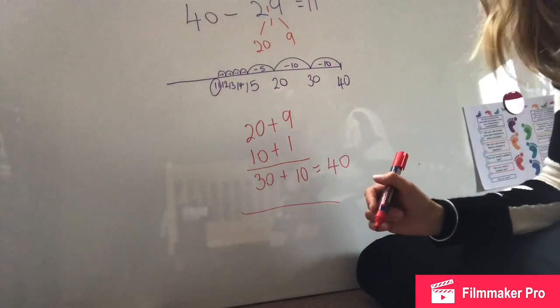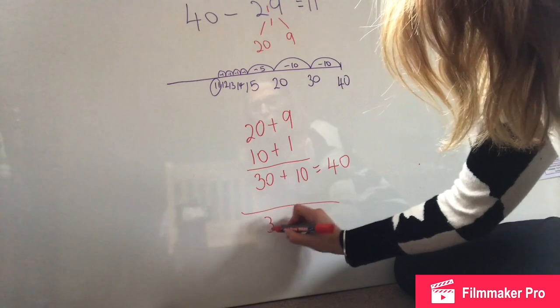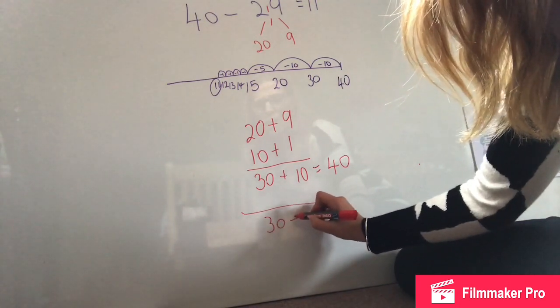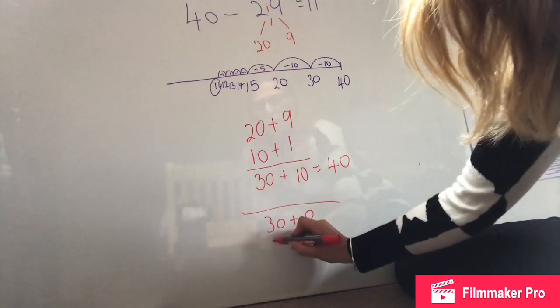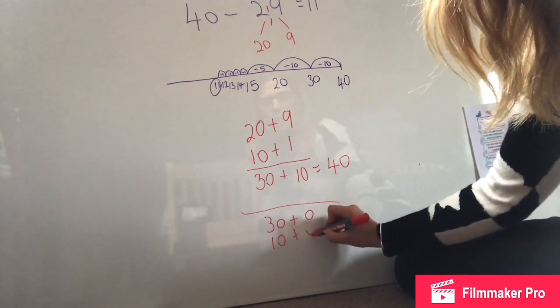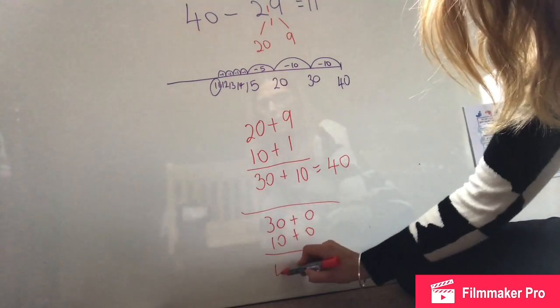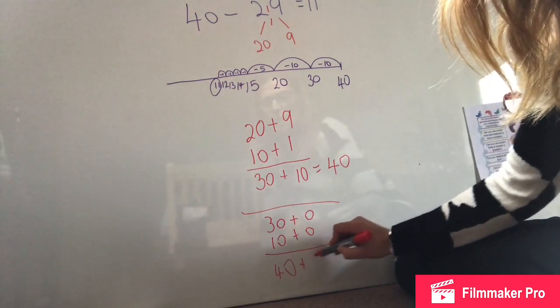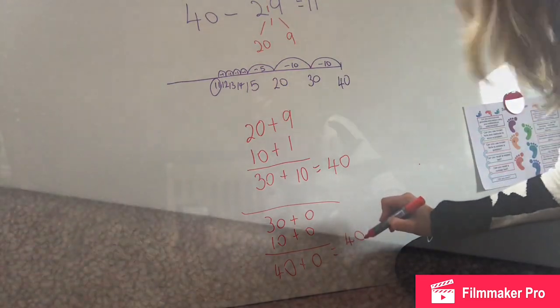Or if you couldn't work that out in your head, this is how I would do it then. I would have 30 add 0 because I've got no 1s, and then I would have 10 add 0 because I've got no 1s again, and I would do 30 add 10 is 40, add 0 giving me 40.